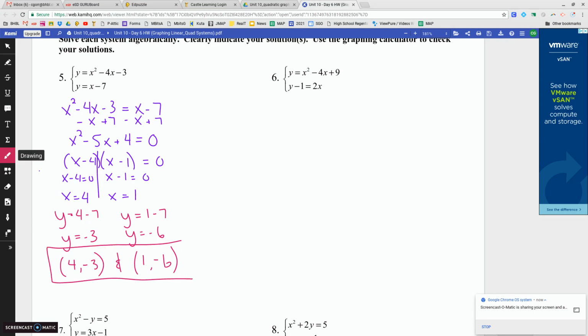Now I can take both these points and plug them back into both equations, giving me 4 checks, or you can use a graphing calculator, graph them, and find where they cross.